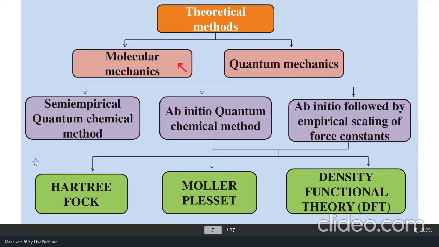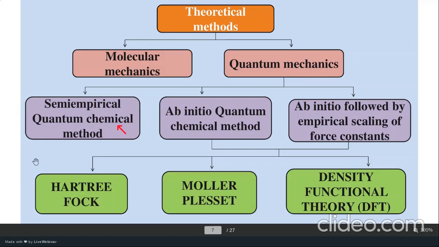So here we are using the quantum mechanics method. In the quantum mechanics method, we are dealing with many-electron systems, with fewer atoms, which gives accuracy to our theory. In quantum mechanics, we divide methods into the semi-empirical quantum chemical method, the ab initio quantum chemical method, and ab initio followed by empirical scaling of force constants. Here, what is the semi-empirical quantum chemical method?